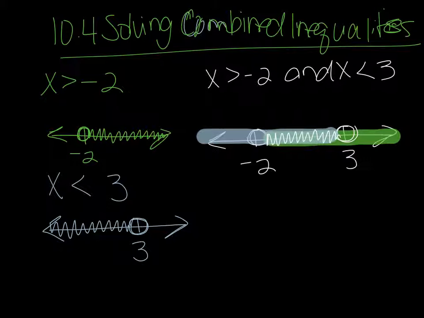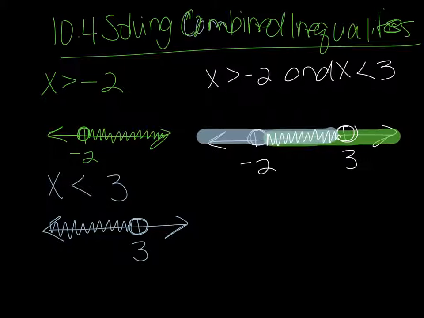Because if it says and, it has to be true for both of these, right? If you want pizza and a pop, you've got to have both a pizza and a pop. If I want x is greater than -2 and x is less than 3, it has to be true for both of those. That's why we're going to use the highlighters, because you can see the overlapping. If it's an and statement, you're going to shade in the overlapping part, okay?